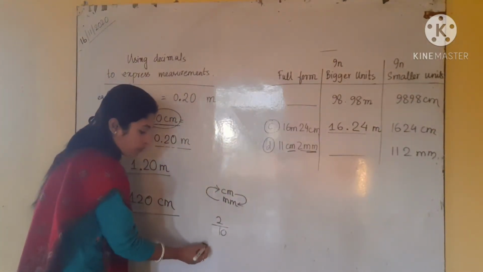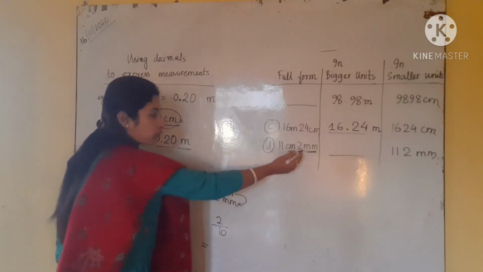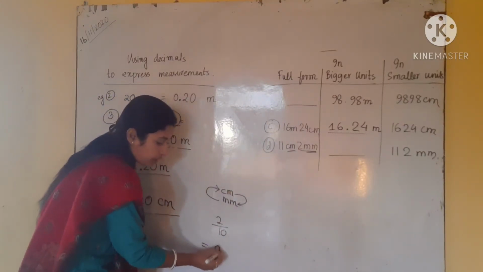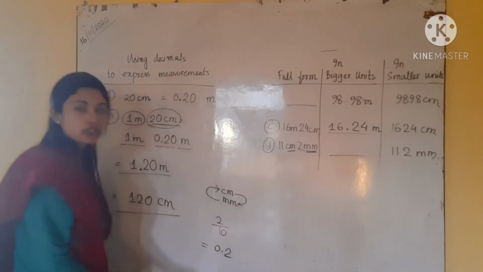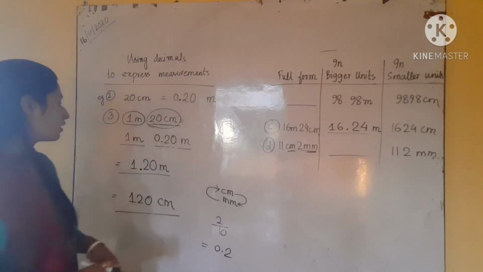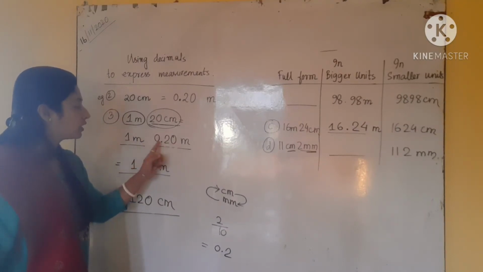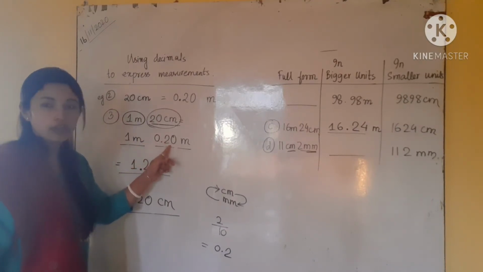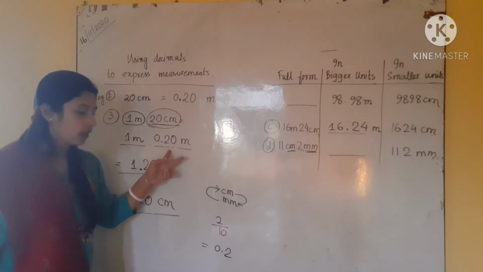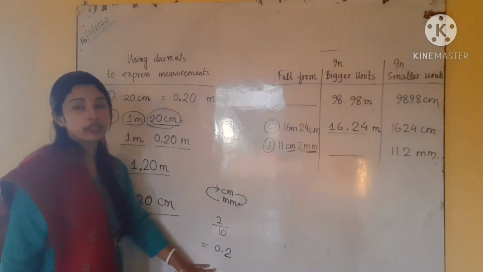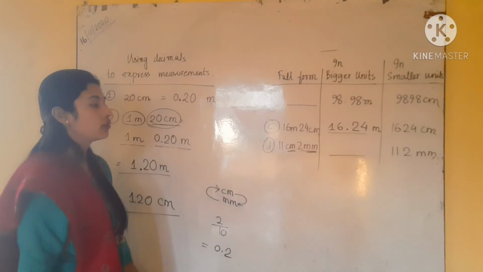Okay, students, see, 2 by 10. The given number was 2. So 2 by 10 in decimal can be written as 0.2. Here you can see we had to divide by 100, that's why after the decimal there were 2 digits, because we were dividing by 100. But here we have to divide by 10. This is the important thing you have to remember.